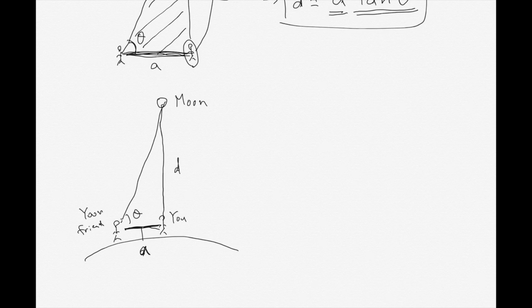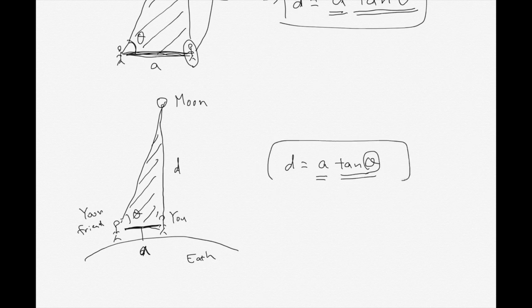And the distance from the Earth to the moon, you can also create these triangles. So D can be calculated using A tangent theta. So if we measure the length of the base A and the angle theta, you can use this formula to find the distance to the moon without using the rulers. So this is the answer to this practice.